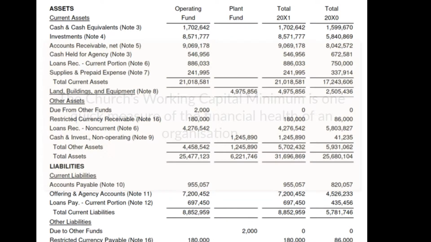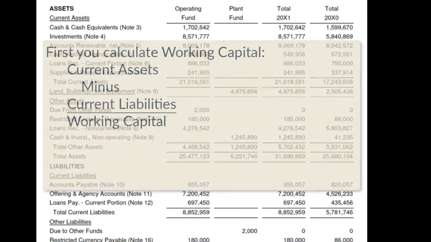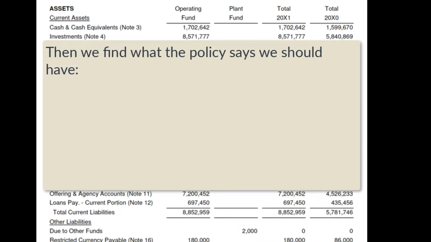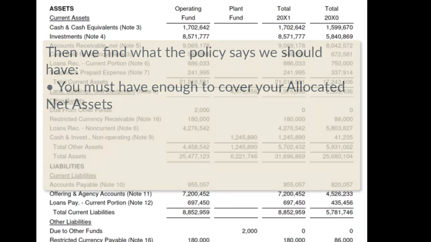So the first thing in our calculation, and we're going to go through it conceptually, and then I will show you the calculation, is that we take our current assets and subtract our current liabilities, and we get our working capital. And then we look at what is recommended for us to have. On all of the recommendations, we should have enough to cover our allocations. Okay, our allocations. So I'll circle back to this later.